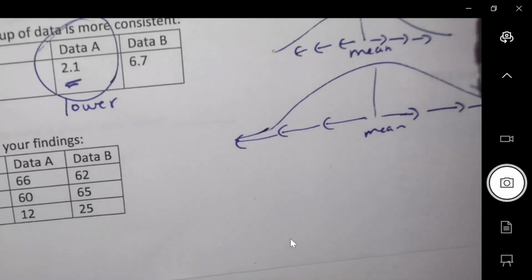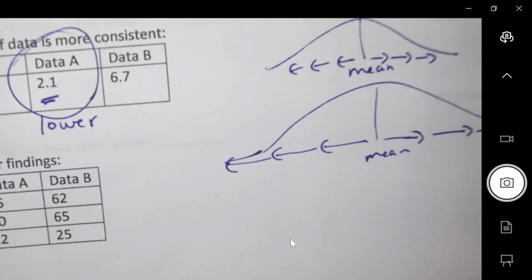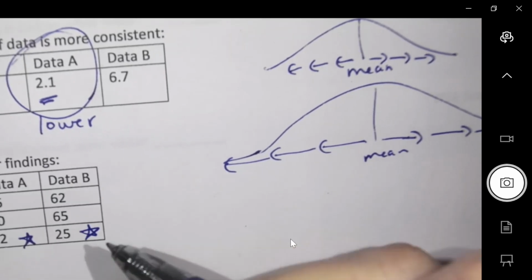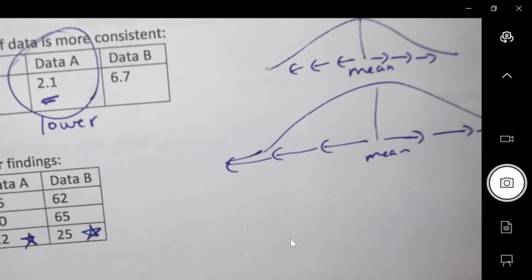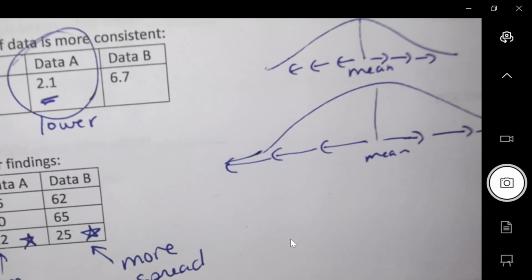Okay, so here again, analyze your findings. Similar means, similar medians, but what about range? What does range tell us? Basically the same thing as standard deviation. It just tells us how spread out stuff is. So this one is more consistent, and this one would be more spread out. Range and standard deviation are kind of the same idea. They both tell us how far out our data goes.